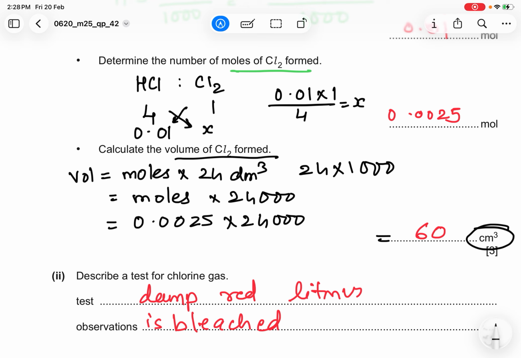In such questions, you have to first check whether the answer is asked in dm cube or in centimeter cube. Many of you get confused. You just simply multiply it, find the volume, and just write it down without observing whether the answer is asked in centimeter cube or dm cube.